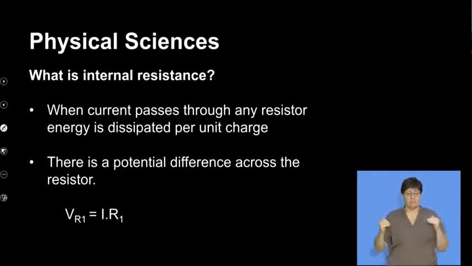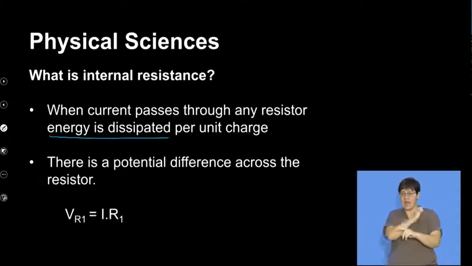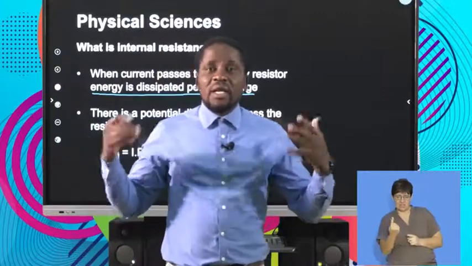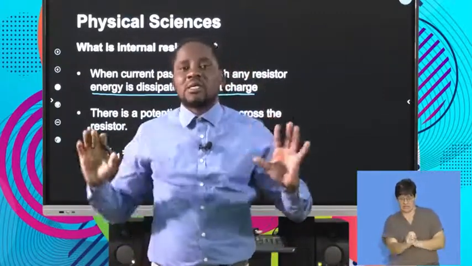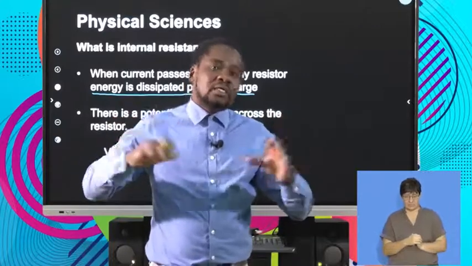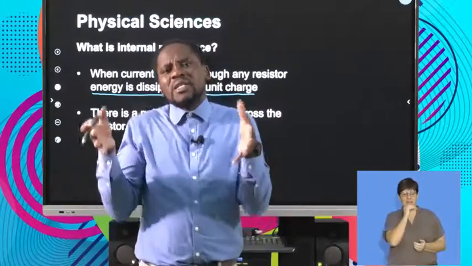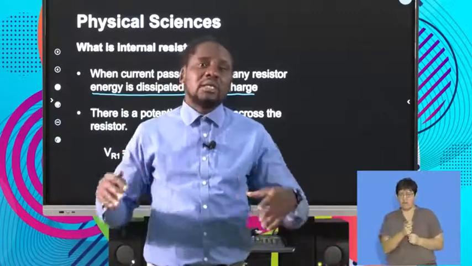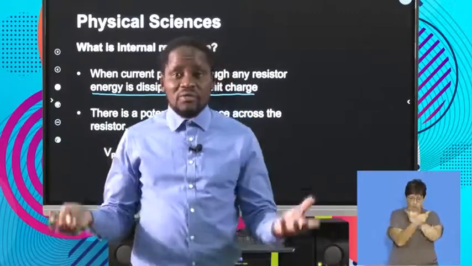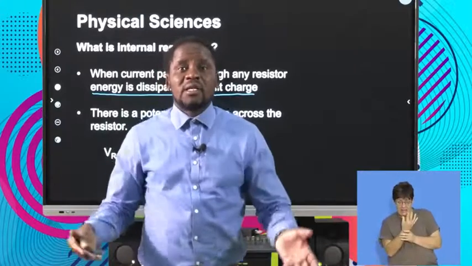Okay, so when current passes through any resistor, energy is dissipated per coulomb of charge. Right. So a light bulb essentially is a resistor. We want just to put that out as clear as possible. But what does an electrical resistor do? It's any component that dissipates electrical energy to other forms. So in a light bulb, typically, what would you expect?